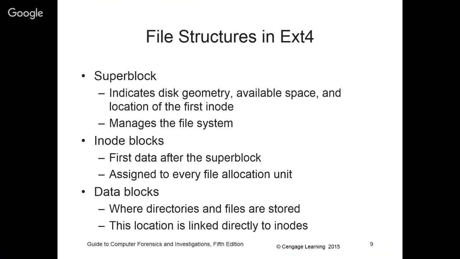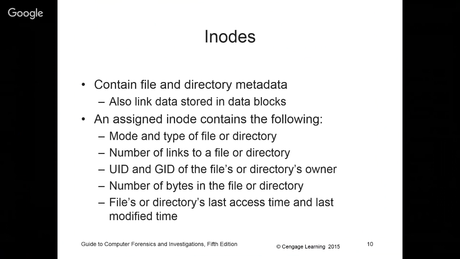Inode blocks are the first data after the superblock, assigned to every file allocation unit, and data blocks are where directories and files are stored. This location is linked directly to inodes. They contain directory and file metadata, which is also stored in the data blocks.